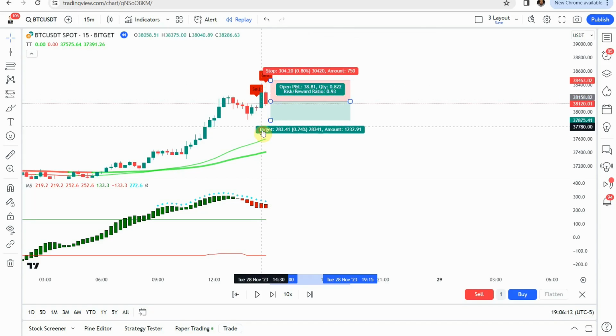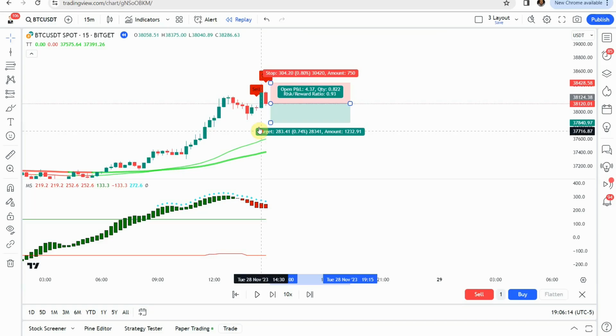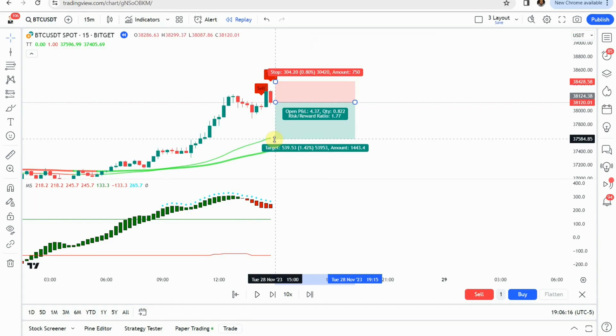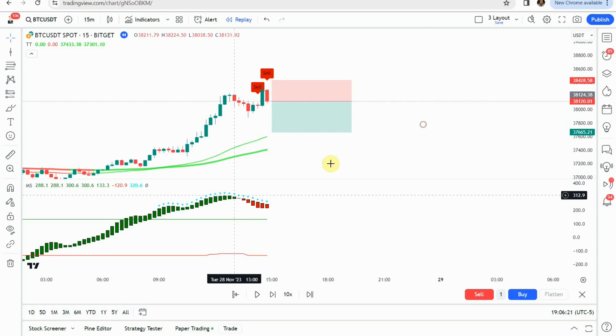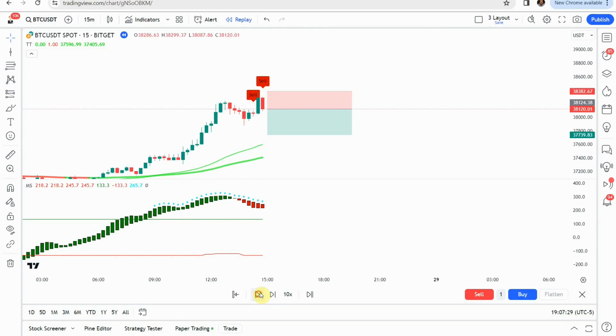Put your stop right above the last swing. Alright, and then we'll target a 1 to 1.5 risk reward just like before. Let's go ahead and play this one forward and see what we get.